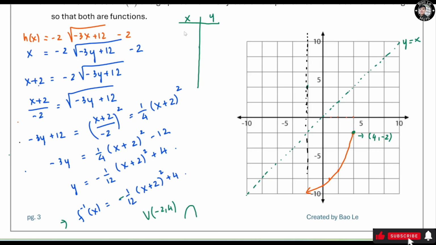Now I'm going to let x equal 0, right? Substitute over here. So you have -1 over 12 times 2 squared plus 4, right? It's going to be -1 over 3 plus 4, right? It's going to be 3.67, right? So x equals 0, y equals 3.67. This is 1, 2, 3.67, so it could be somewhere right here, right?